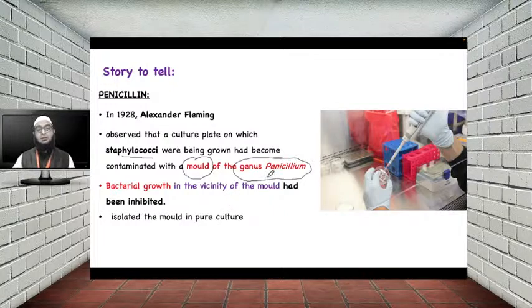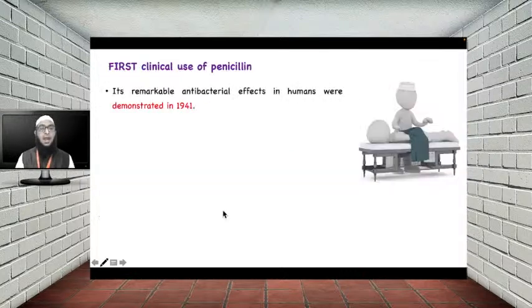This mold, which was present in the bacterial culture, was there due to contamination. Since he observed that there was no bacterial growth in the vicinity of the mold, he isolated that mold into pure culture. And then the first clinical use of penicillin was demonstrated. Its remarkable antibacterial effect in humans was demonstrated in 1941.